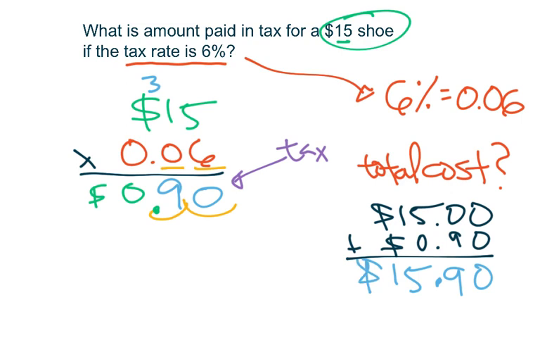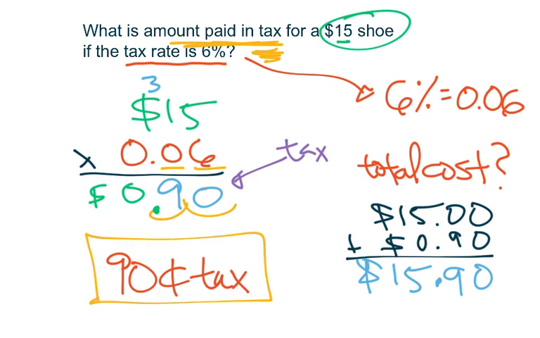But they actually didn't ask me that. They just want to know what is the amount paid in tax. So that's that answer, 90 cents in tax. And because that's what they asked, this is what I would box up. And be like, well, why did we do the other one?